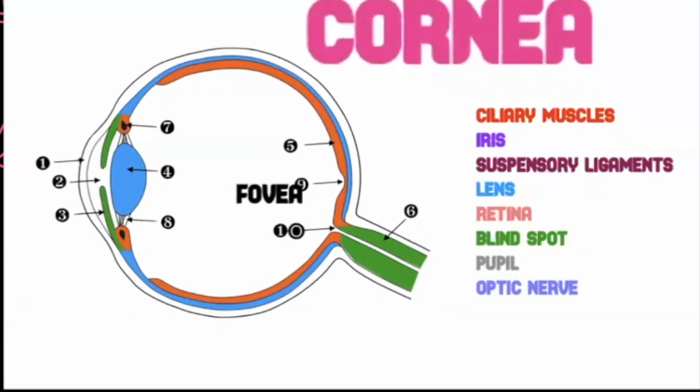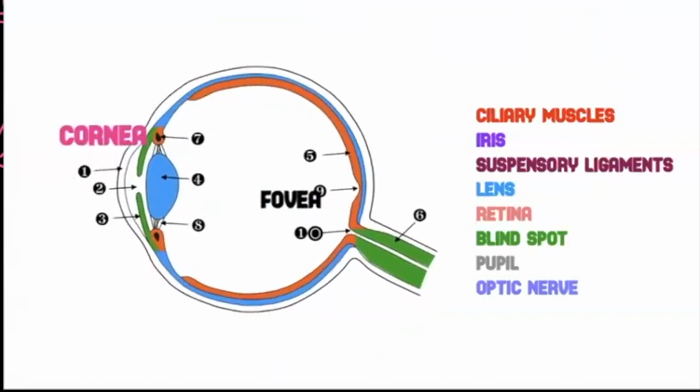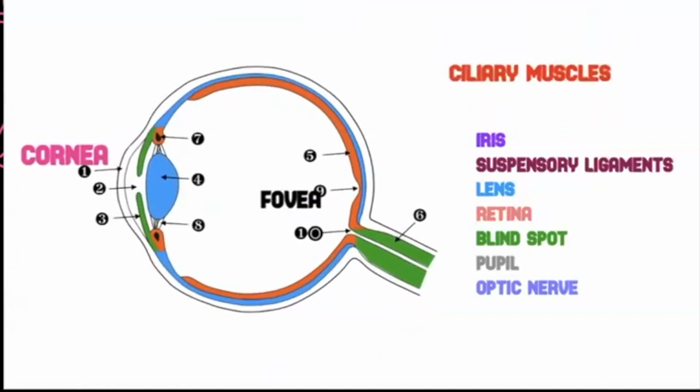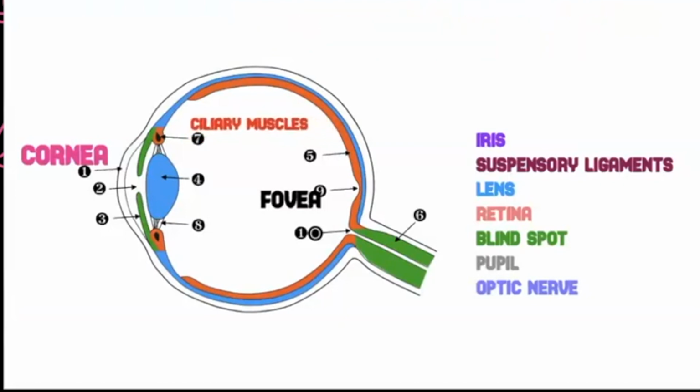Where else do I have? I have the cornea. Can you figure out which number is the cornea? The cornea is the part that is responsible for light refraction. So the cornea is number 1, the front part of your eye. Okay. Now I'm looking for the ciliary muscles. These are the muscles responsible for changing the thickness of your lens. They are the muscles right here, top and bottom of your lens, right?